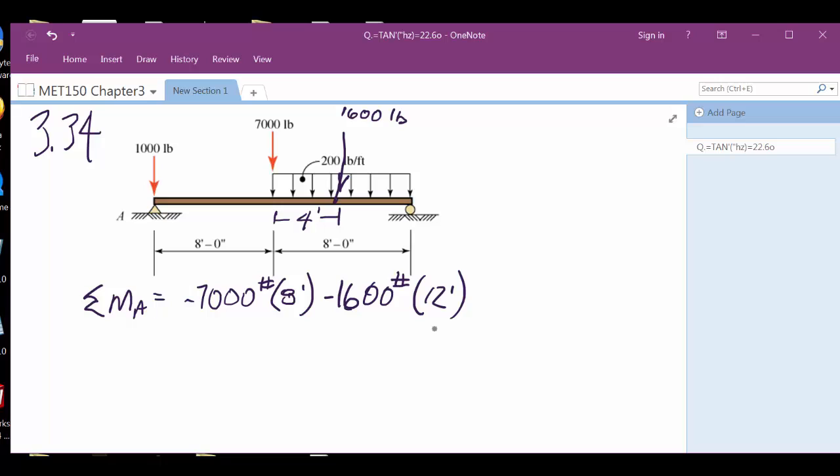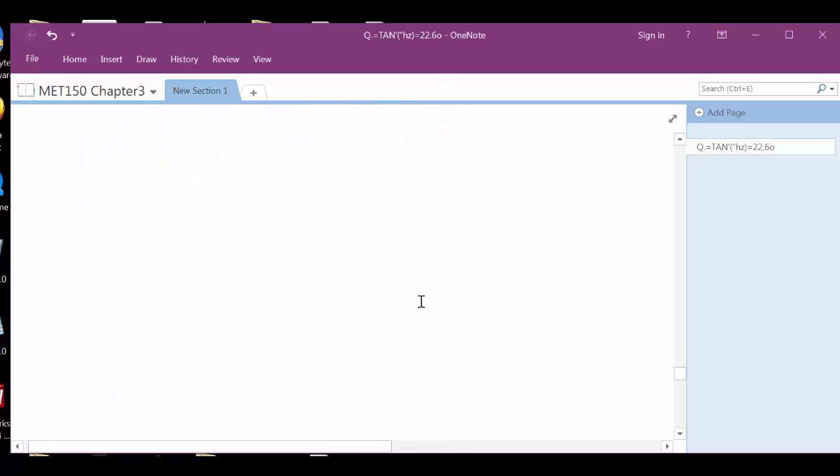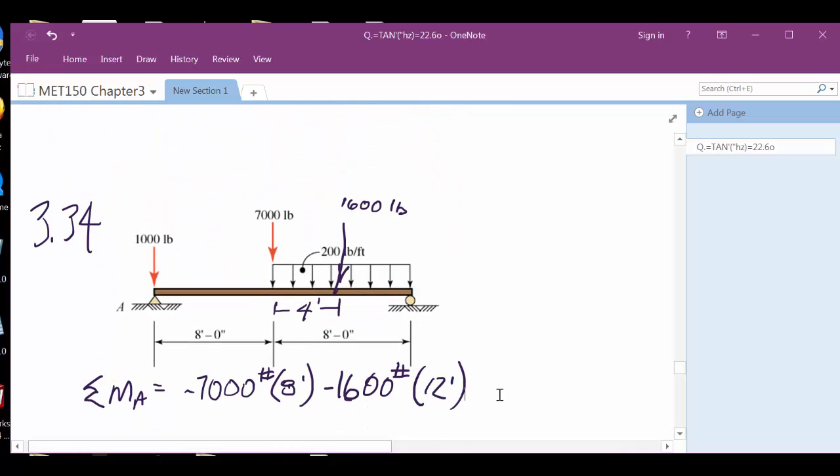And that's it. The 1,000 doesn't belong because it doesn't make it spin, does it? That's why I wanted to show you that one especially. Okay. Once you get our distance, take whatever this value is, divided by that 1,000, 8,000, 9,600. That moment at A was 75,200 pounds-feet. Divided by 9,600, you end up with 7.83 feet.